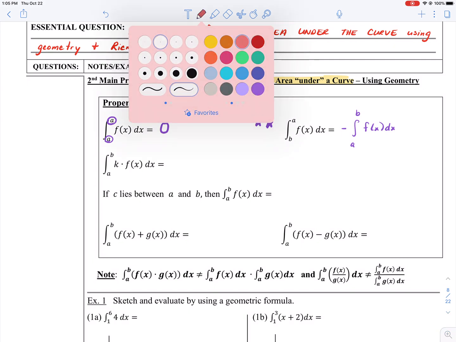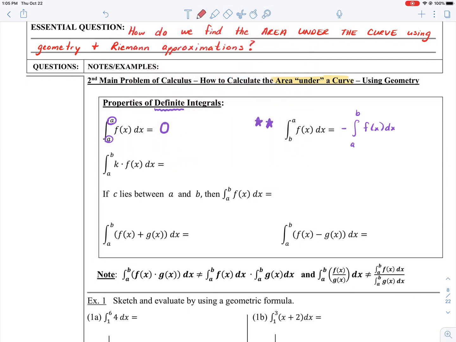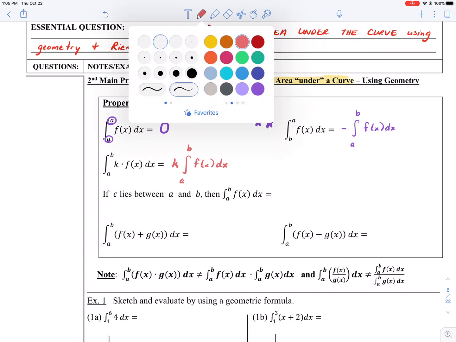We have a coefficient property as well. We can always take that k out. And again, we can integrate from A to B, we can integrate f of x dx. And if c lies between A and B, so if there is some value, right? So if I'm going from 1 to 7 and c is 5, that's that idea. We can actually split up the integral into two pieces.